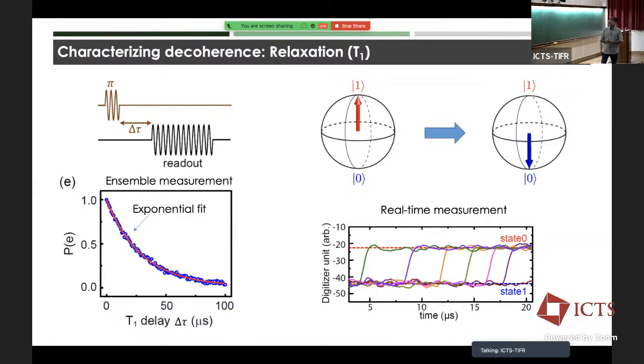So from this, you get your T1, you fit this exponential, and the time constant is what you find as T1. Typical superconducting qubits are in the 50 to 100 microsecond range for T1 these days.